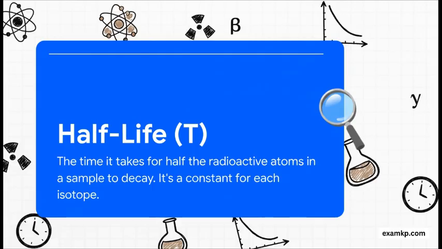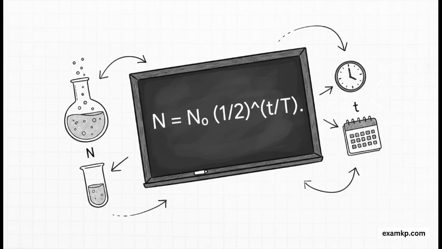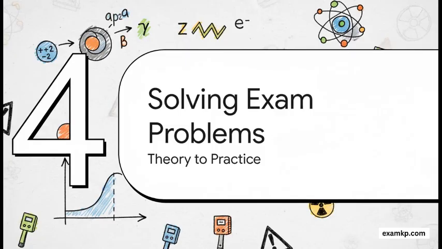And here it is, the formula you've got to know by heart. N is the amount you have left, and N naught is the amount you started with. Little t is the total time that's gone by, and capital T is that special half-life time. If you can master this formula, you can solve just about any half-life question they throw at you. Okay, enough theory. It's time to put this into practice.